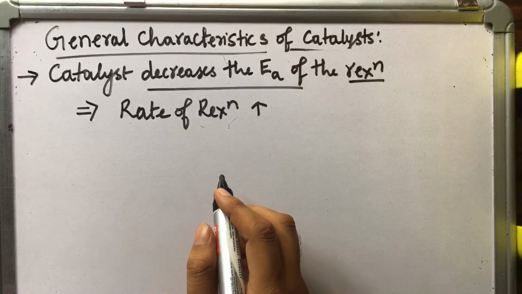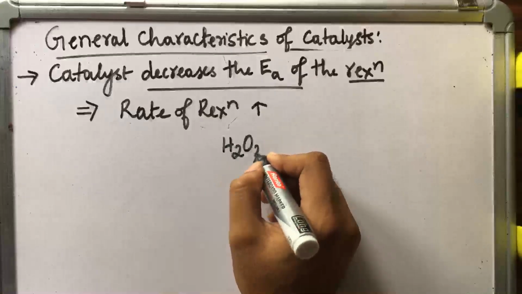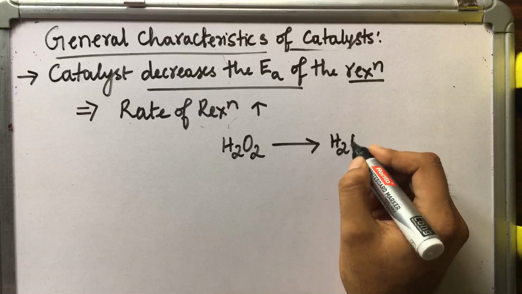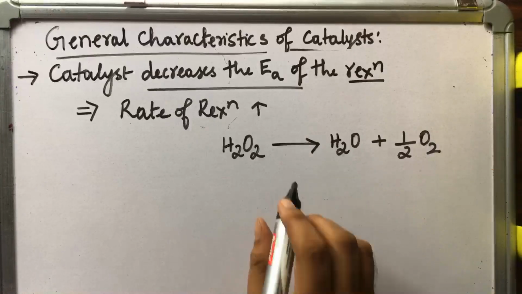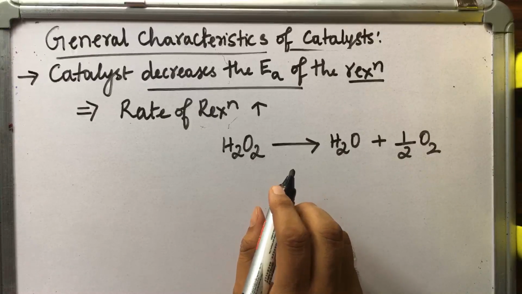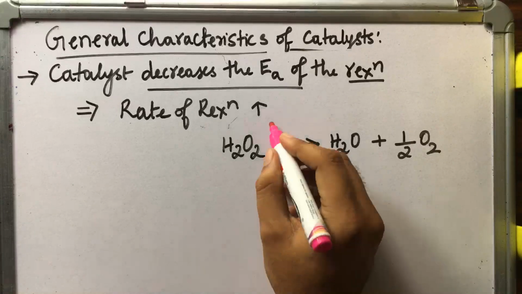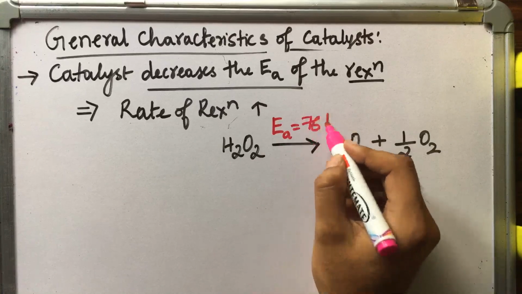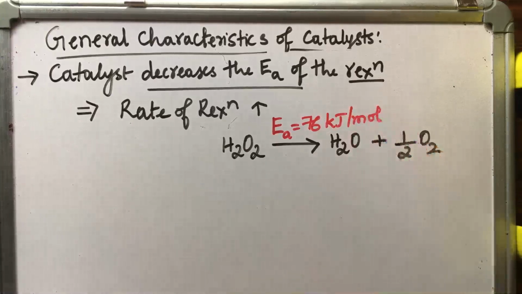For instance, let me say that hydrogen peroxide, H2O2, is decomposing so as to give you H2O plus half O2. In the absence of a catalyst, let me say the activation energy for this reaction is 76 kilojoules per mole. What is the activation energy, students? Without the catalyst, it is 76 kilojoules per mole.